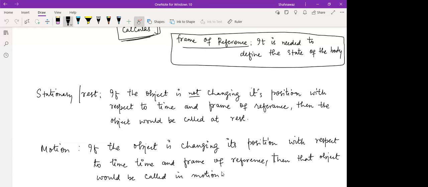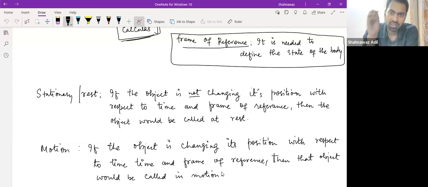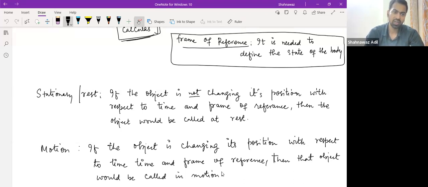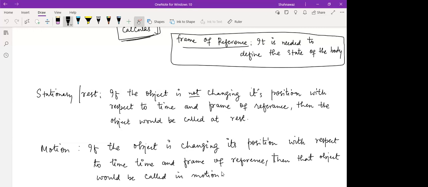Yes, sir. So you see that there could be two things. The same object is appearing to be at rest, or the same object is appearing to be in motion, right? Yes, sir. So that is all dependent upon what? Frame of reference. Frame of reference, right? So the idea of rest and motion is absolute or relative? Relative, sir. Relative, right?